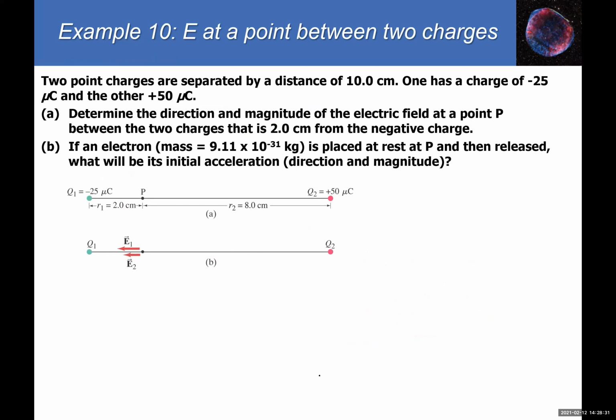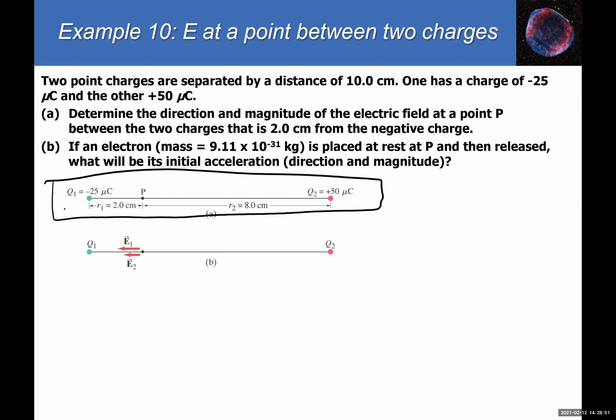Let's look at another example here. Two point charges are separated by a distance of 10 centimeters or 0.1 meters. One has a charge of negative 25 microcoulomb and the other plus 50 microcoulomb. Okay. So we just do the diagram here. You can see you have two charges. I put Q1 negative 25 microcoulomb, Q2 plus 50 microcoulomb, and they are separated by a distance of 10 centimeters, so 0.1 meter.